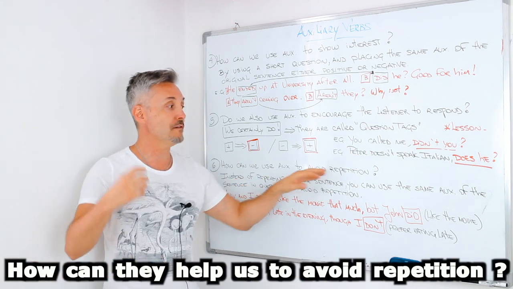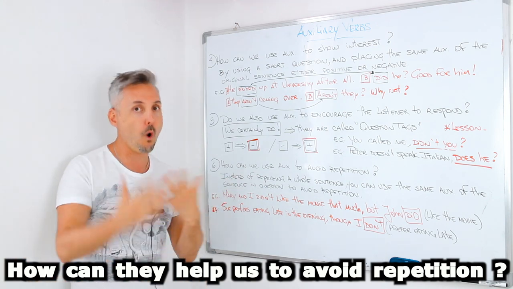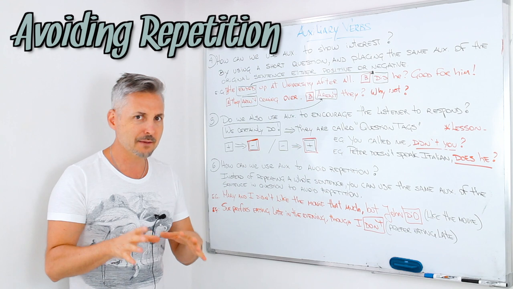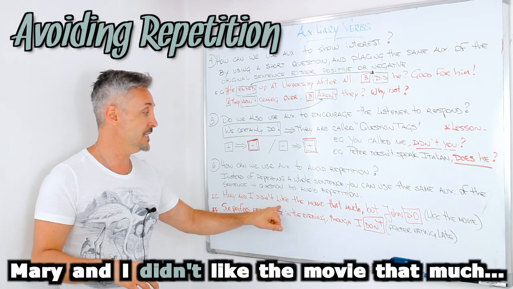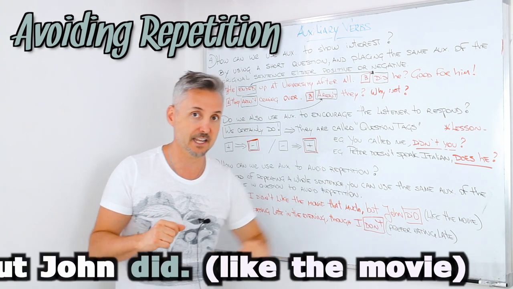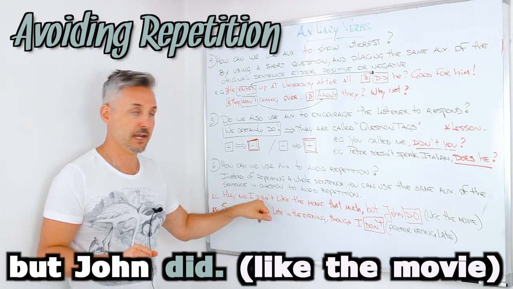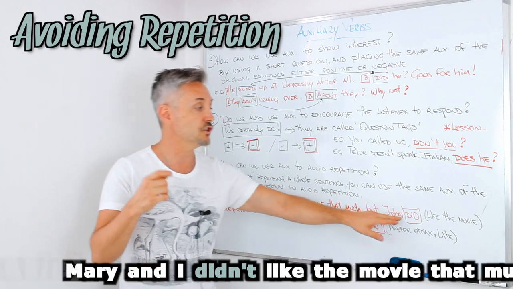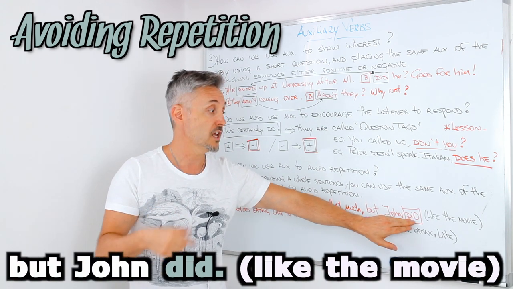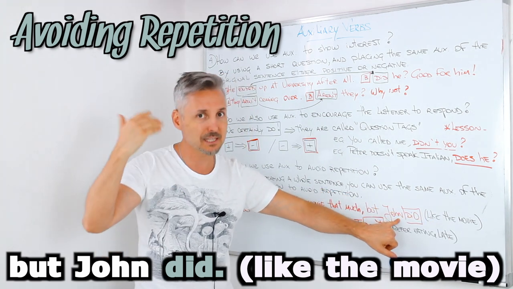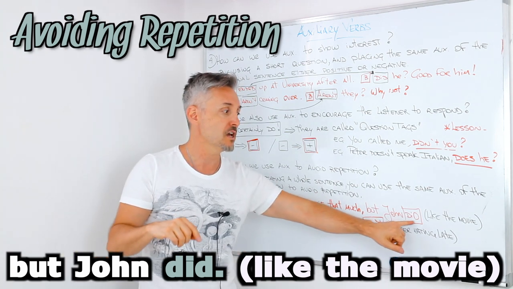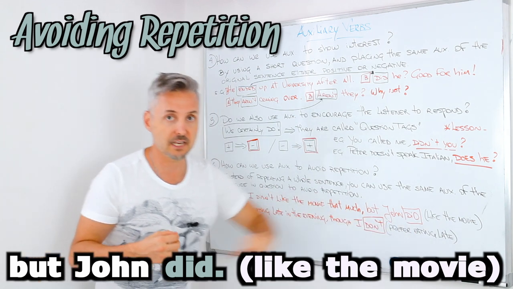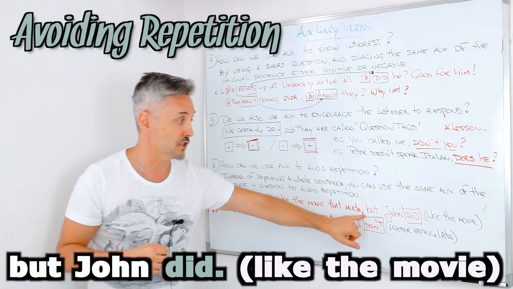How can we use auxiliaries to avoid repetition? Instead of repeating the whole sentence, you can use the same auxiliary of the sentence in question to avoid repetition. Just like my two examples. Mary and I didn't like the movie that much, but John did. So let's take a look at the auxiliary. Mary and I didn't like the movie that much. But John did. Did, to avoid repetition, did like the movie. So John liked the movie, we could say. But in order to avoid repetition, we just repeat the same auxiliary of the original sentence. So did. See? Didn't, did. Right? Mary and I didn't like the movie that much, but John did.